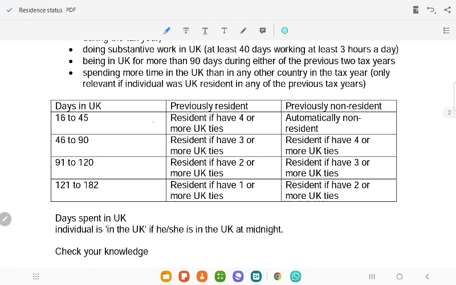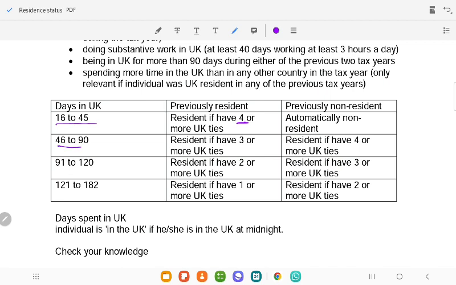And for this, this chart will explain how to determine their residential status. If a person stays from 16 to 45 days and he was previously resident, then he needs 4 UK ties in order to be considered as resident. But if he is not previously resident, then he is said to be automatically a non-resident person.